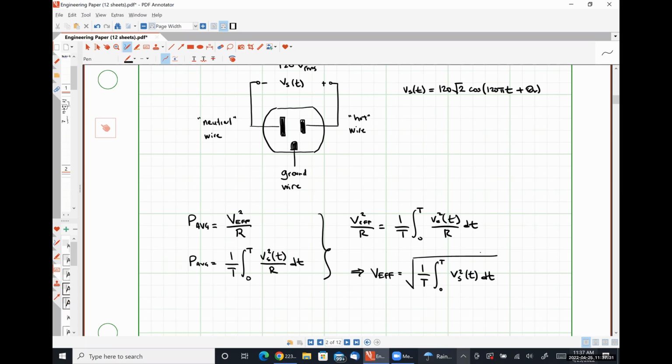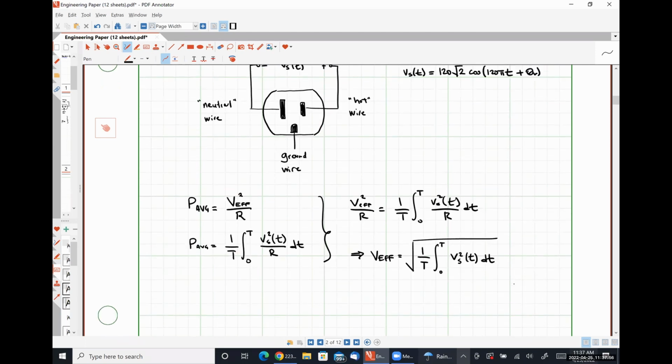Okay. If we were to develop a relationship for currents, we could follow this exact derivation, except that we would have I effective squared times R, and then Is squared times R here, and we'd wind up getting effectively the exact same equation. So without any particular derivation, we can define an RMS or effective current to be the square root of 1 over T times the integral from 0 to T of Is squared dt.